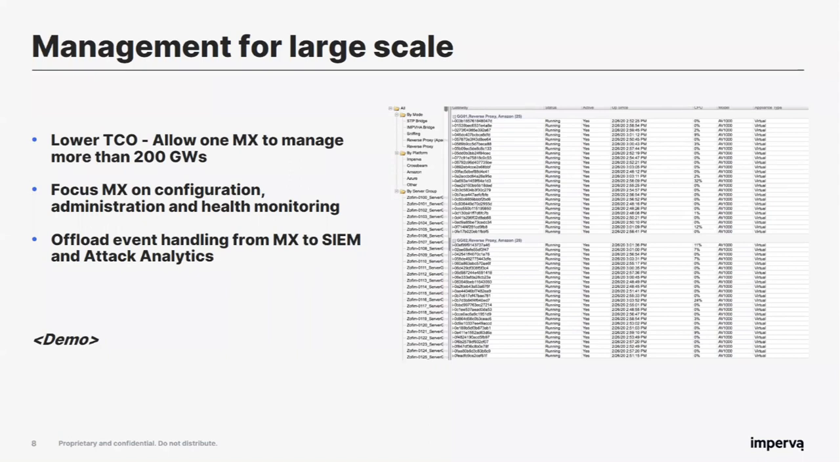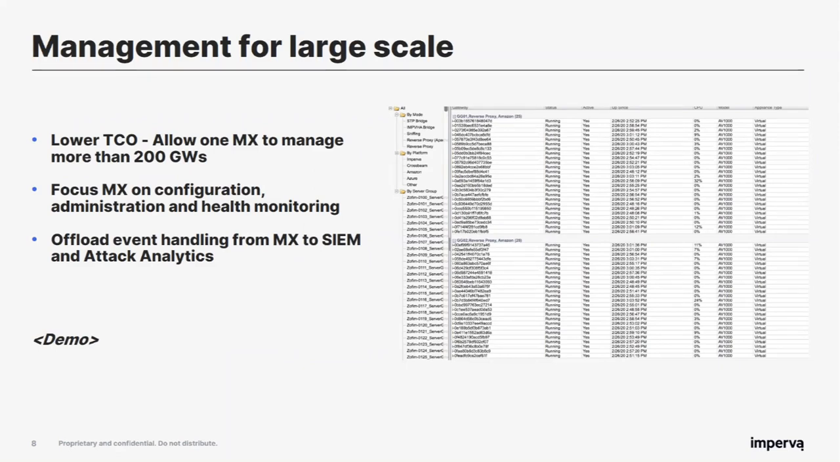So this new capability is extremely important for customers moving to the cloud, for example, and then they have a lot of gateways in AWS and they want to manage them from a single place, or for customers that on-premise have a lot of MXs today managing a lot of gateways and they want to consolidate these MXs into a single MX. The way it's implemented is that we're offloading the events handling from the MX so that the MX can focus on configuration, administration, and health monitoring.